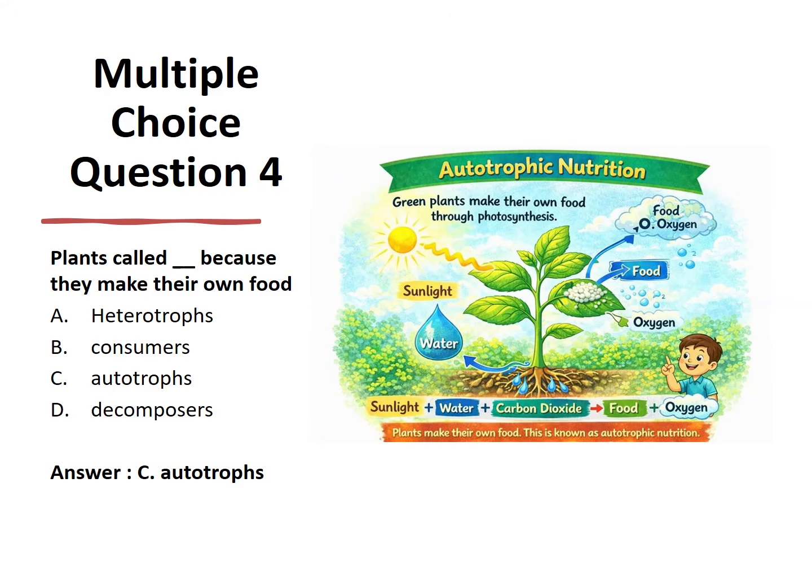Multiple choice question 4. Plants are called blank because they make their own food. A. Heterotrophs, B. Consumers, C. Autotrophs, or D. Decomposers. The correct answer is C. Autotrophs.